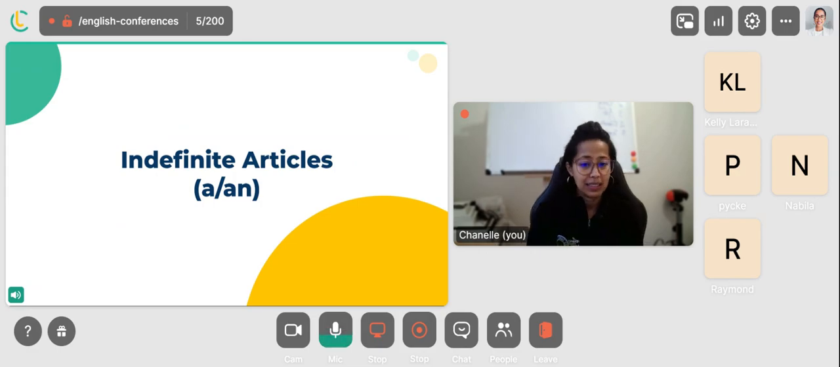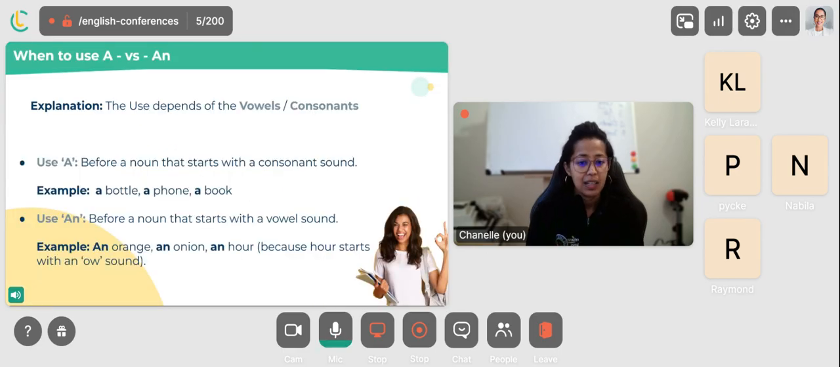So first we are going to look at our indefinite articles, a or an. The use depends on the vowels or the consonants. For example, we use a before a noun that starts with a consonant sound. Example, a bottle, a phone, a book. We use an before a noun that starts with a vowel sound. For example, an orange, an onion, an hour, because hour starts with an hour sound.